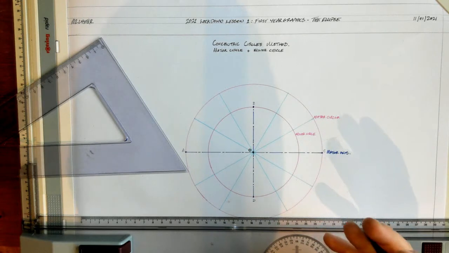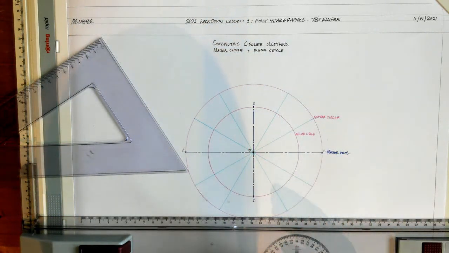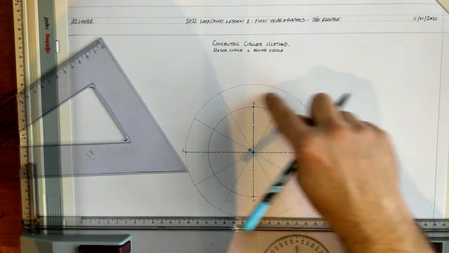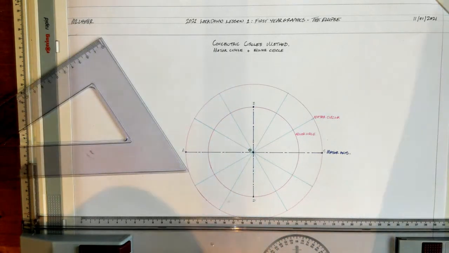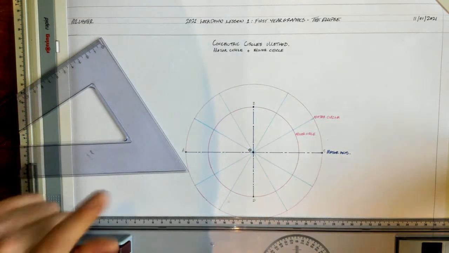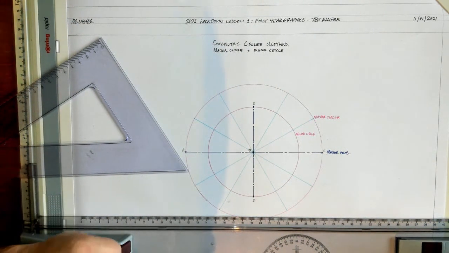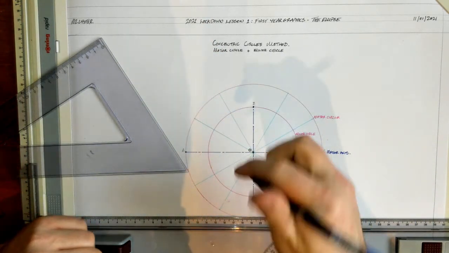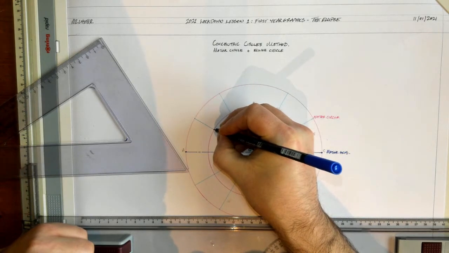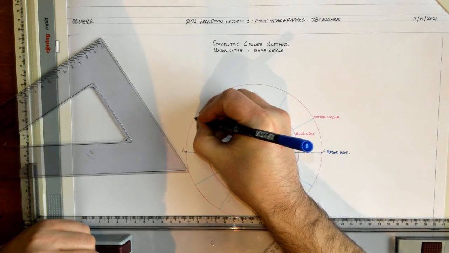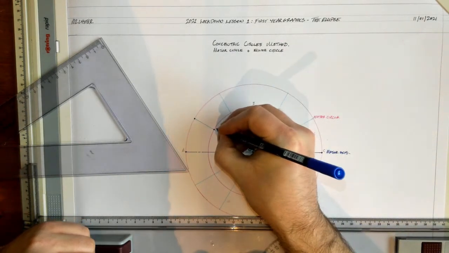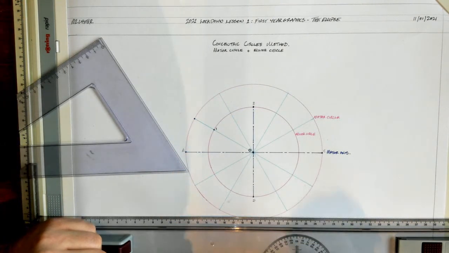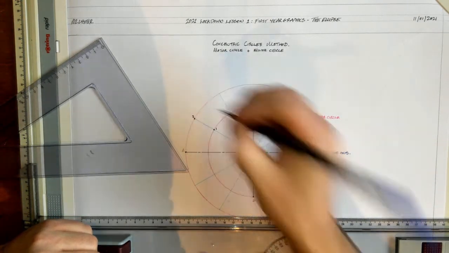But what do we do with these lines? Firstly, before we move any further, it's very important that those lines extend all the way out to the major circle. Okay? Here's an example of how we are going to locate a point on our ellipse. I'm going to take the example of this 30-degree line right here. So I'm going to mark it where it hits the minor and where it hits the major. Where it hits the minor, I'll just call that point 1. Where it hits the major, I'll call that point 2.